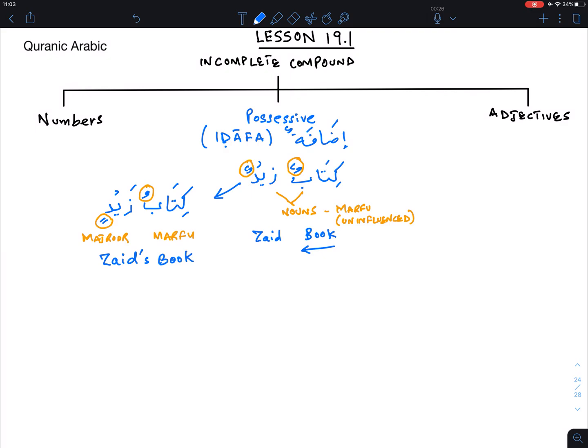Okay? And just as a reminder, make sure you're identifying the states of every word. So Zaydun here was in marfu state. They were both in marfu state, but when they went into this relationship construction where possession is being denoted, then kitab stayed in marfu state and Zayd went into majroor state. Kitab can also take different states depending on what might come before it, like I've explained in the previous lesson.